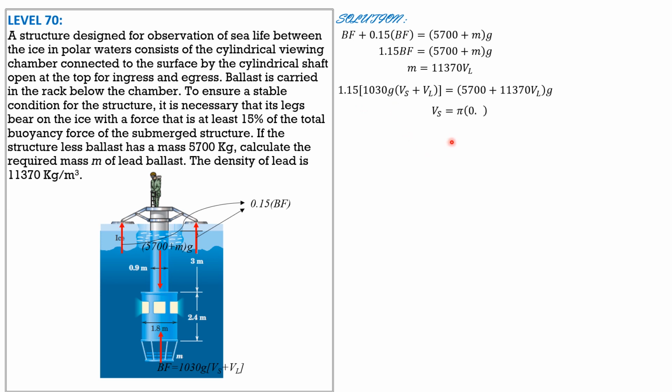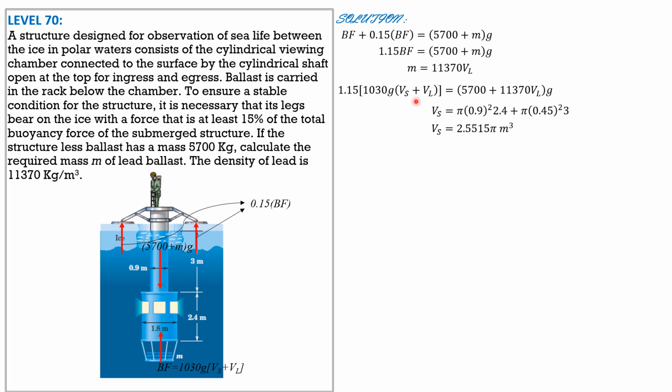is, by the way, the volume submerged is pi times the radius of this portion of the cylindrical viewing chamber, pi times 0.9, half of 1.8, 0.9 squared times 2.4, plus the volume of this cylindrical shaft, pi times 0.45, the radius, 0.45 squared, and the depth of submergence is 3 meters as indicated in the figure. So the volume submerged, or volume displaced, is 2.5515 pi cubic meters.